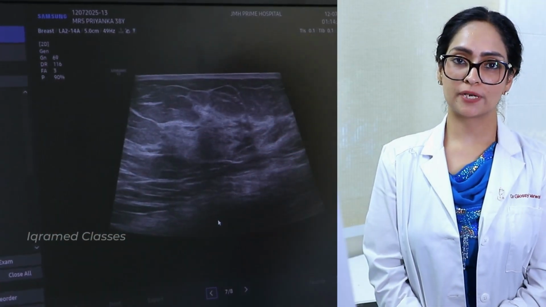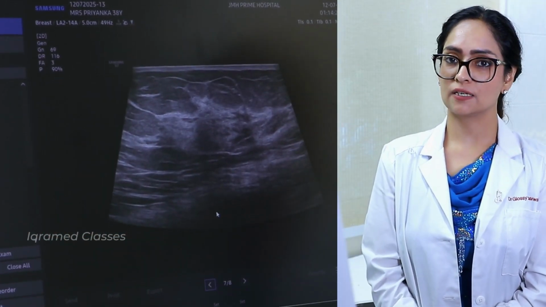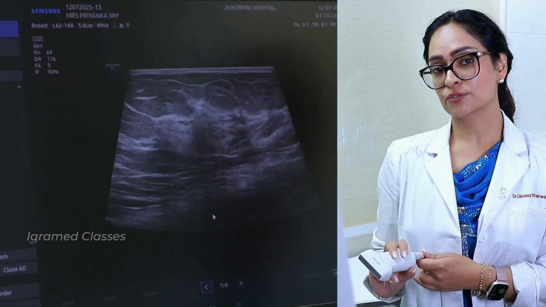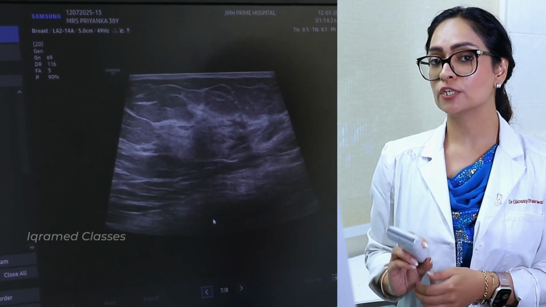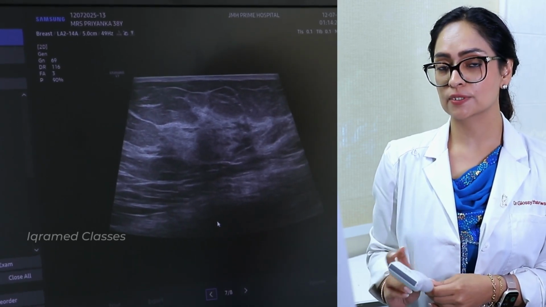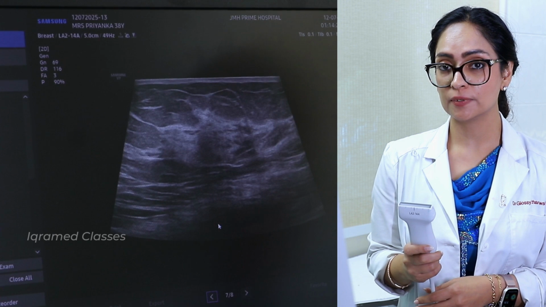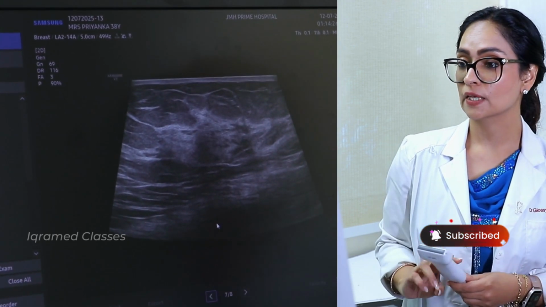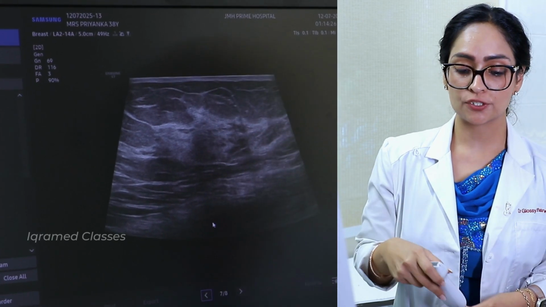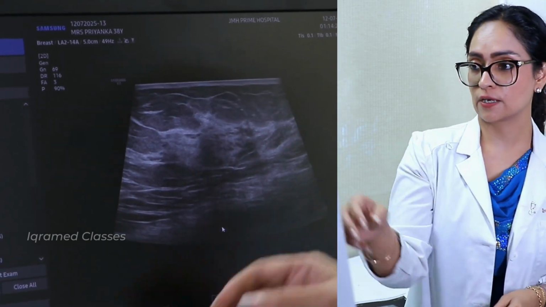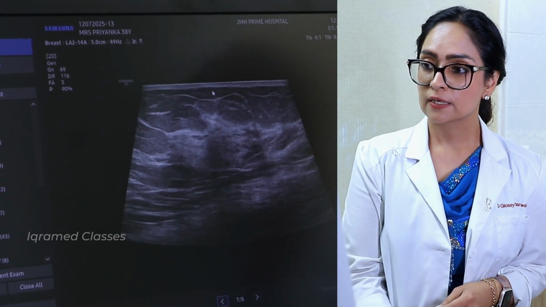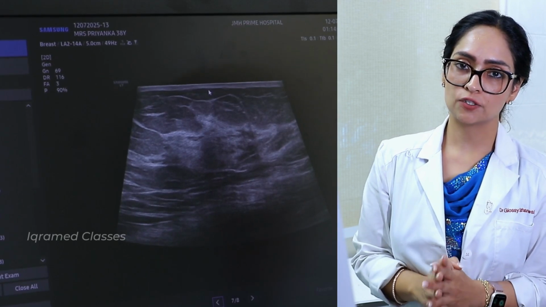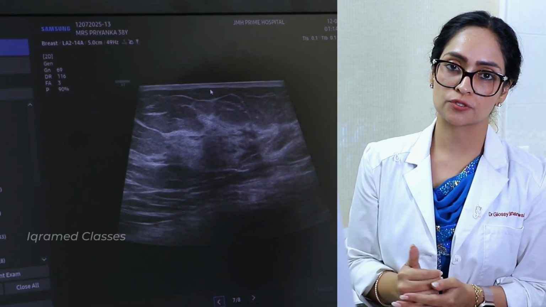How does normal breast tissue look like on ultrasound? As we have shown you the technique how to do it, now I am going to show you how a normal breast ultrasound looks like when we are using a linear probe with 10 MHz frequency on Samsung V7. So if you look at this image that I have taken just now, this is normal breast tissue. We divide the normal breast tissue into 3 different zones.